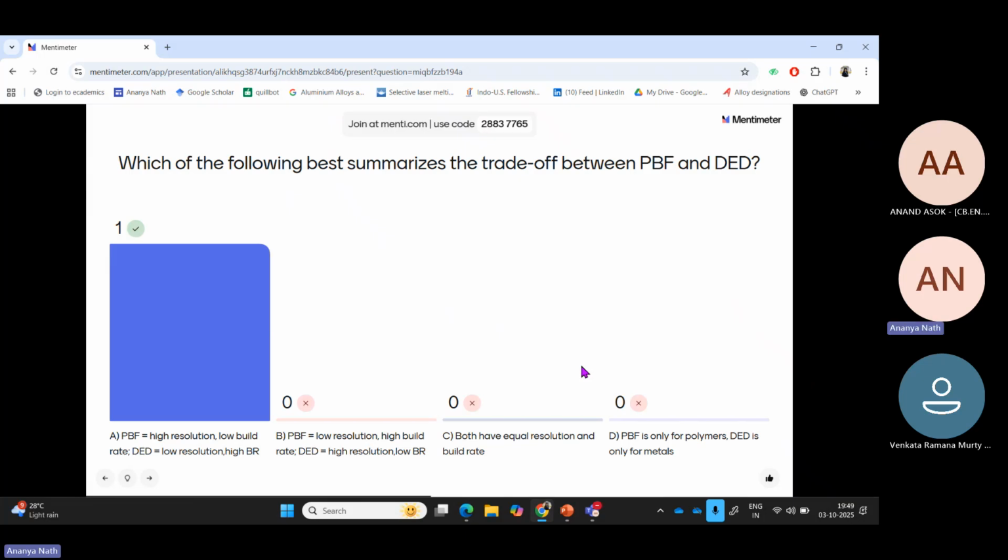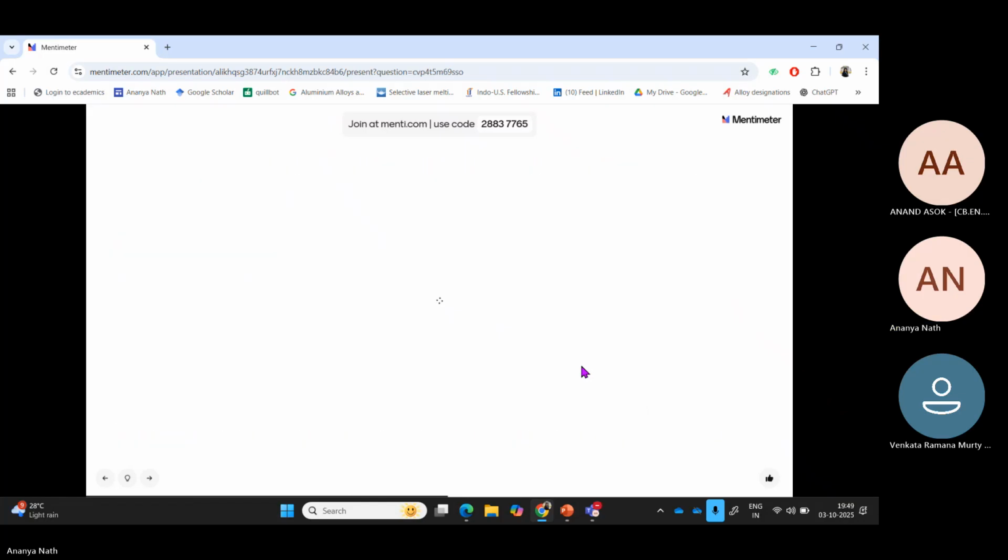Yes, PBF is higher resolution, low build rate, but DED is low resolution but higher build rate. See, you just have to remember. Next question.